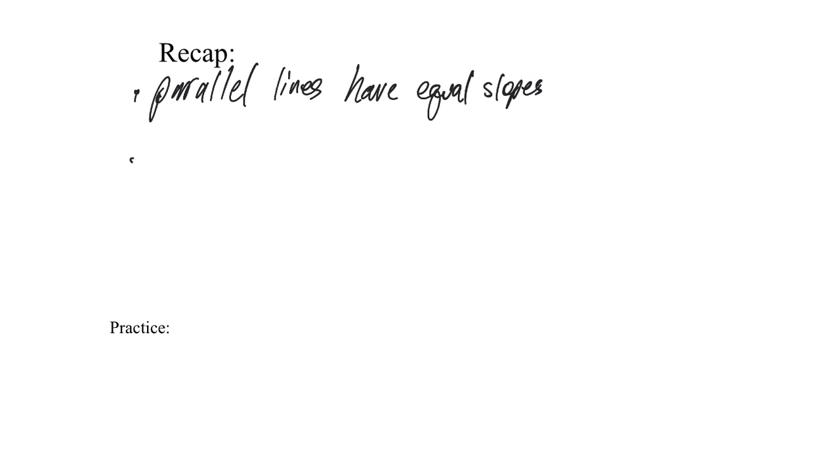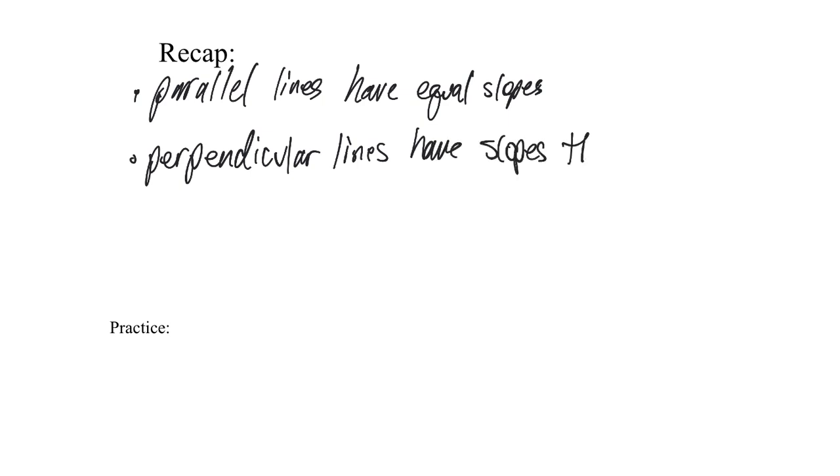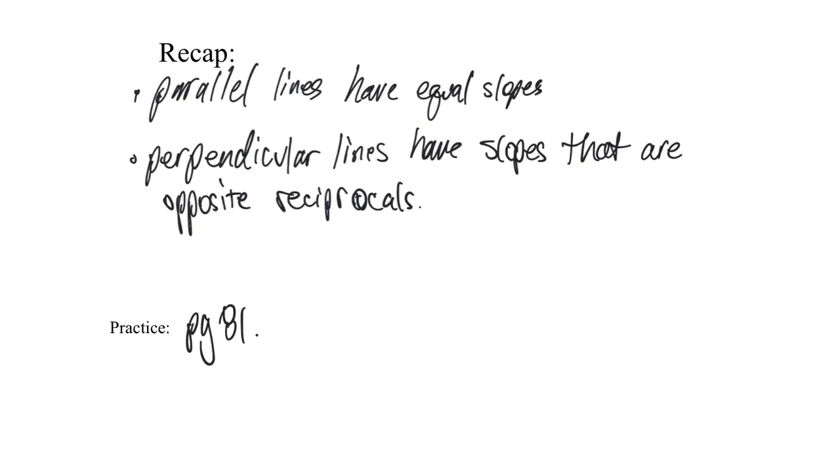So to recap, parallel lines have equal slopes, right? Perpendicular lines, perpendicular, that's a tough word to spell over and over, have slopes that are opposite reciprocals.